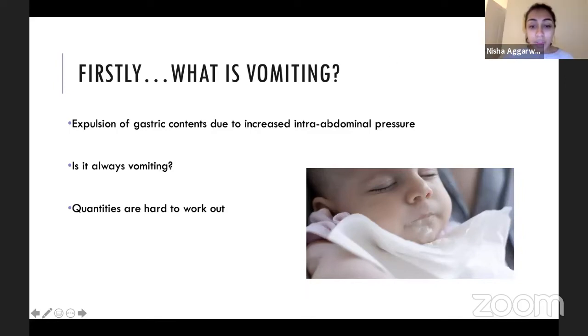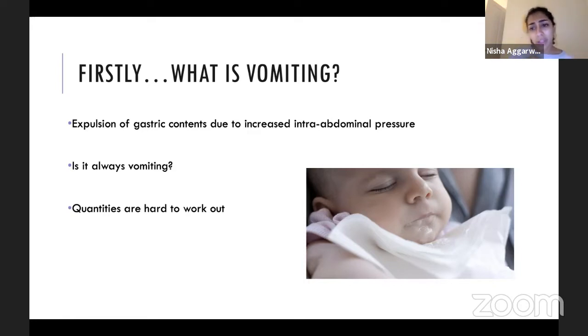Perfect. So the first thing that I really wanted to cover was what is vomiting. I think it's really easy to just think of vomiting as what we know in adult world, but vomiting in babies, as the parents will tell you, can be a lot of different things. So in theory, it's the expulsion of gastric contents due to increased intra-abdominal pressure. But I would say that probably about 50% of the time when parents actually tell me that the baby's vomiting, it is not actually vomiting. A lot of babies just posset, which is just small amounts of milk or stomach contents being expelled, but it's often not forceful. It's more just like a dribble.